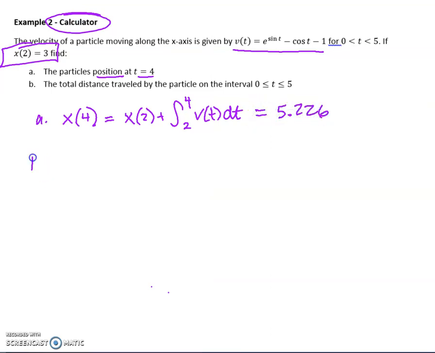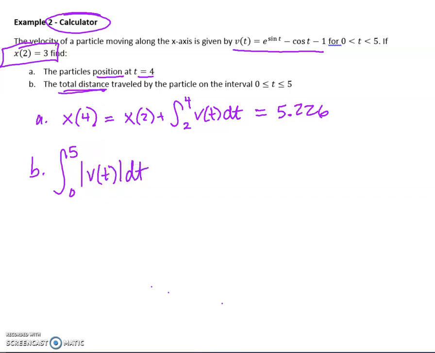Okay, part B says that I want the total distance traveled by the particle. Total distance, remember, is the integral. I want to go from 0 to 5 of the absolute value. Displacement is when we do not do the absolute value. So I need this guy.